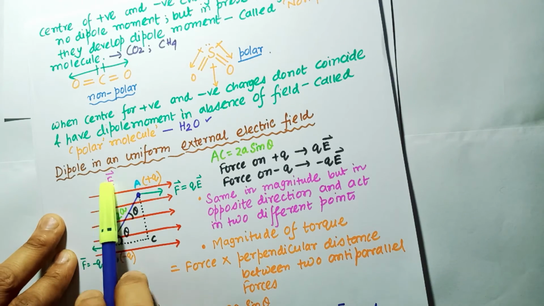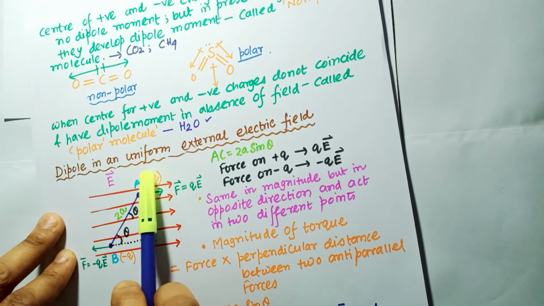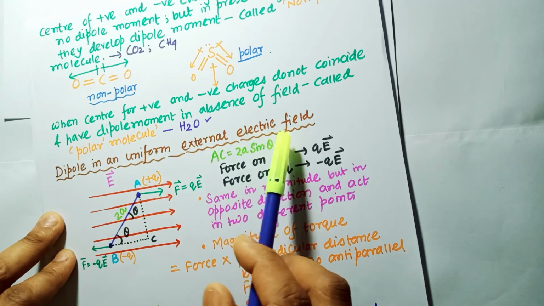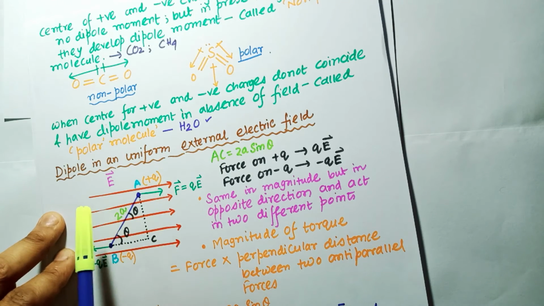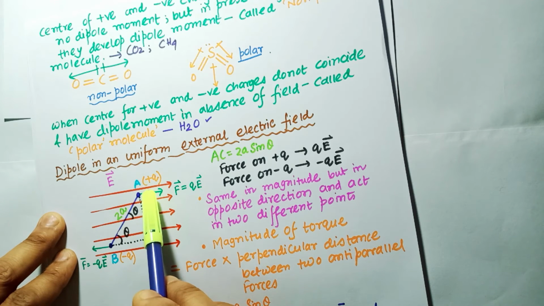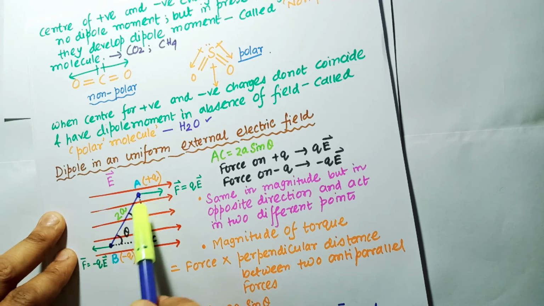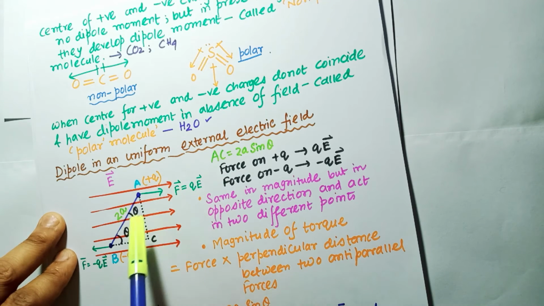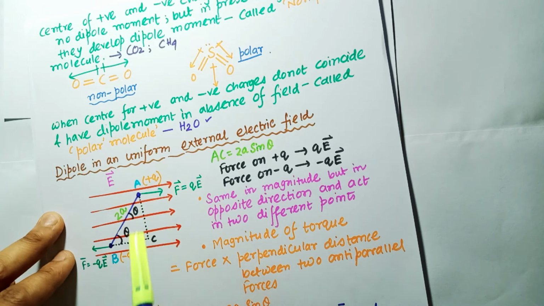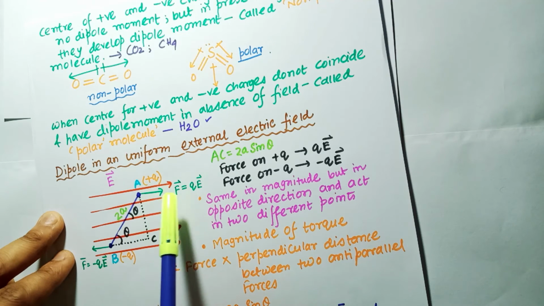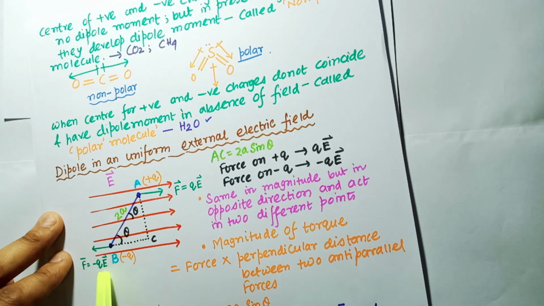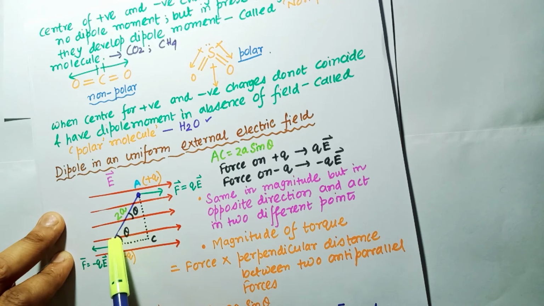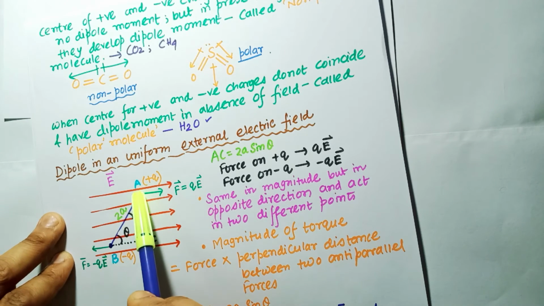So, dipole in a uniform external electric field. Uniform means there is no spatial variation of the electric field. From the picture you can see that the electric field is acting from left to right, and I place one point dipole AB at some angle inside the electric field. At point A there is plus q charge, at point B there is minus q charge. This is the direction of the force for the plus q charge, F is equal to qE. This is the direction of the force for the minus q charge, F vector is equal to minus qE. This is the angle theta, so this one is also theta. The separation is 2a.